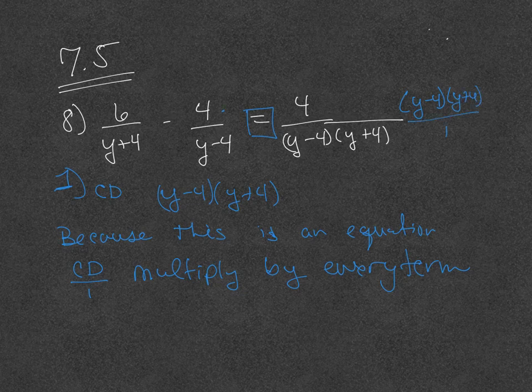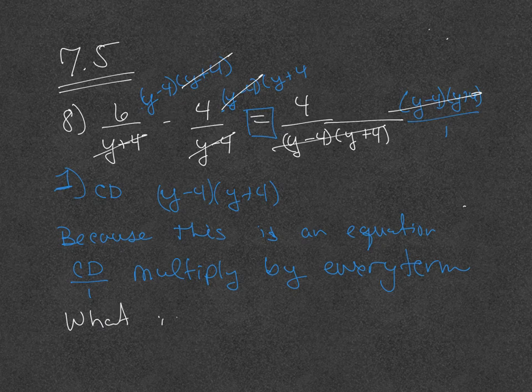I multiply this one times y minus 4 times y plus 4. Same thing here, y minus 4 times y plus 4. The whole idea of doing this is so that the y plus 4s cancel out here, the y minus 4s cancel out here, and over here the entire piece cancels out. Again, the whole idea is to cancel all the fractions. So what is left? 6 minus 4 equals 4.